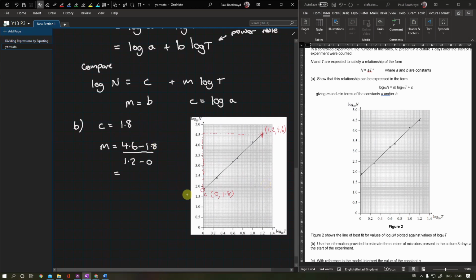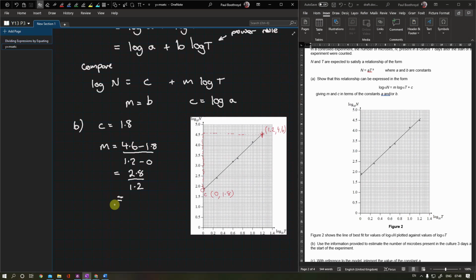So I record all of those, and we get 2.8 divided by 1.2, which, according to my calculator, 2.8 divided by 1.2, which is 7 over 3.